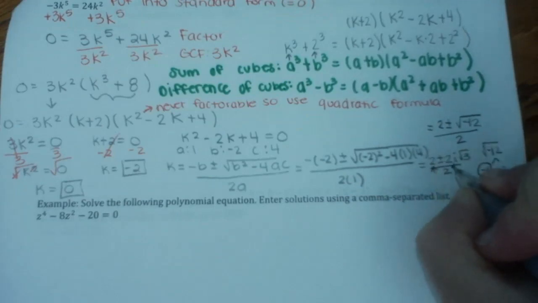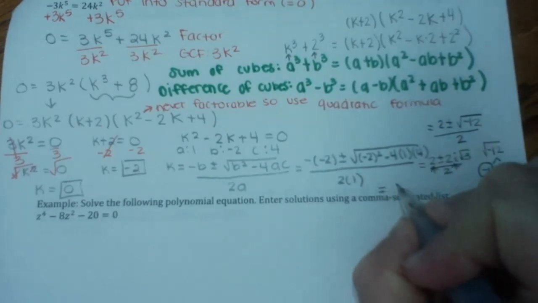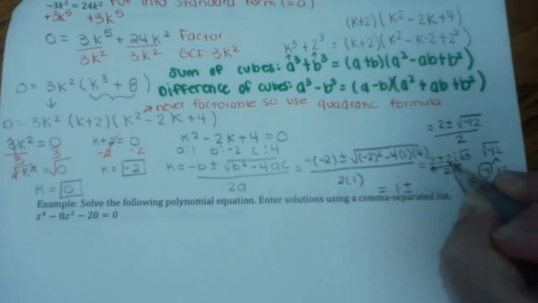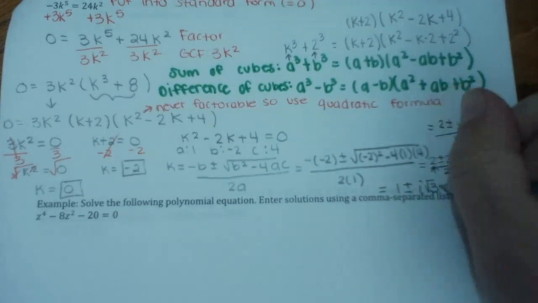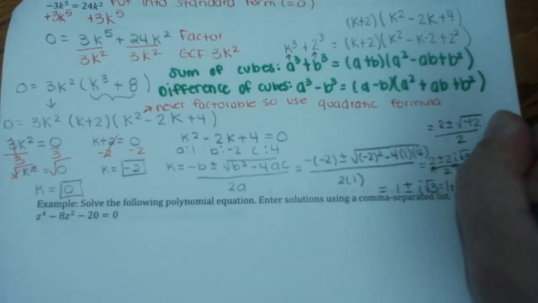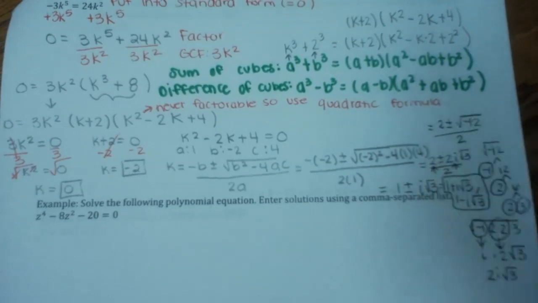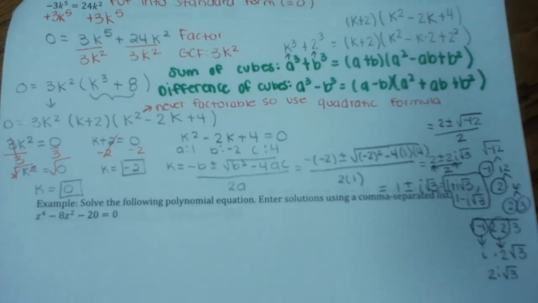So both terms will be divided by 2. So 2 divided by 2 would give me 1, plus or minus, my 2's would cancel out, i square root of 3. So we have 1 plus i square root of 3, comma, 1 minus i square root of 3. But that's our answer.